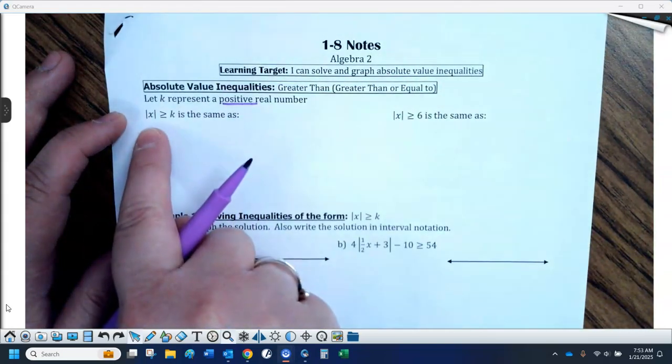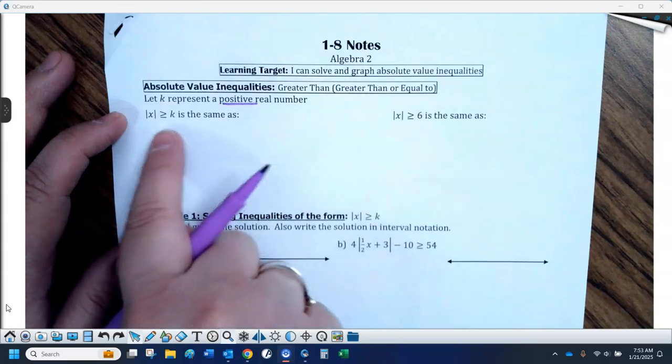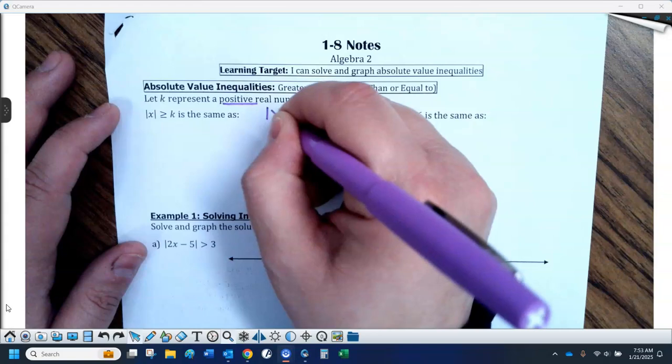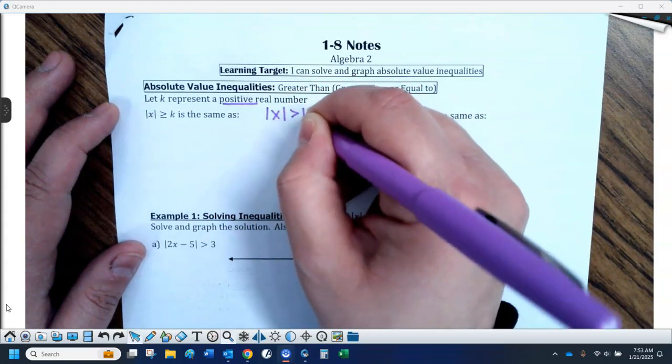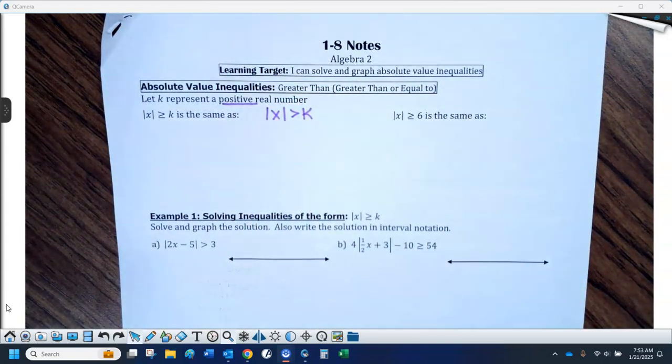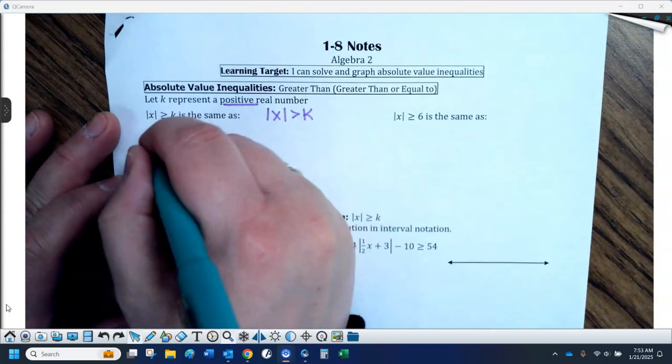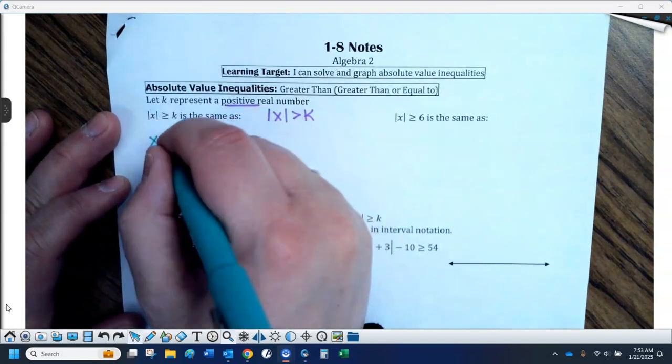Now, this would also apply. This is absolute value of x by itself, greater than or equal to a positive number. This would also work if you had absolute value of x just a plain greater than some number. They both work. And here's how you split this up. I'm going to go with the greater than or equal to. So this breaks into two inequalities.